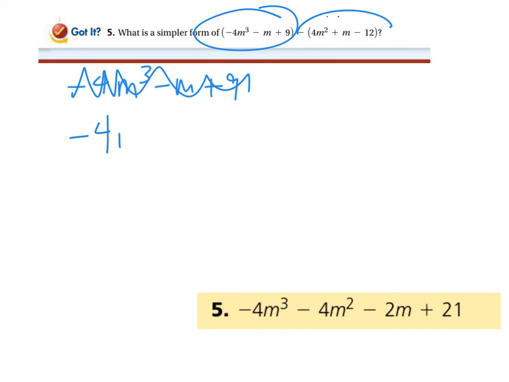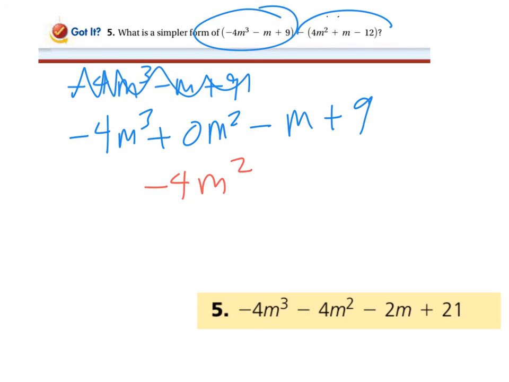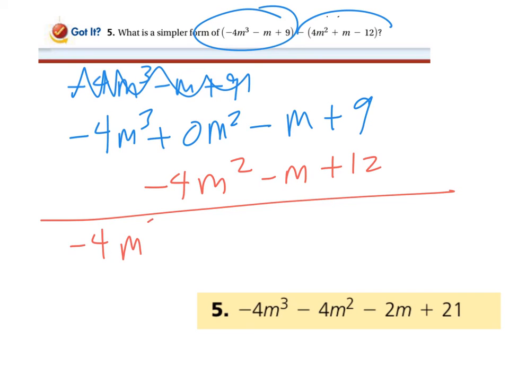We're going to have negative 4m cubed, and then plus 0m squared, I don't have any of those, minus m plus 9. Now we can run a negative 1 through the second one. That's going to be negative 4m squared minus m plus 12. Again, negative times negative is positive. Now we go back and combine like terms. Negative 4m cubed minus 4m squared minus 2m plus 21. And that's it.